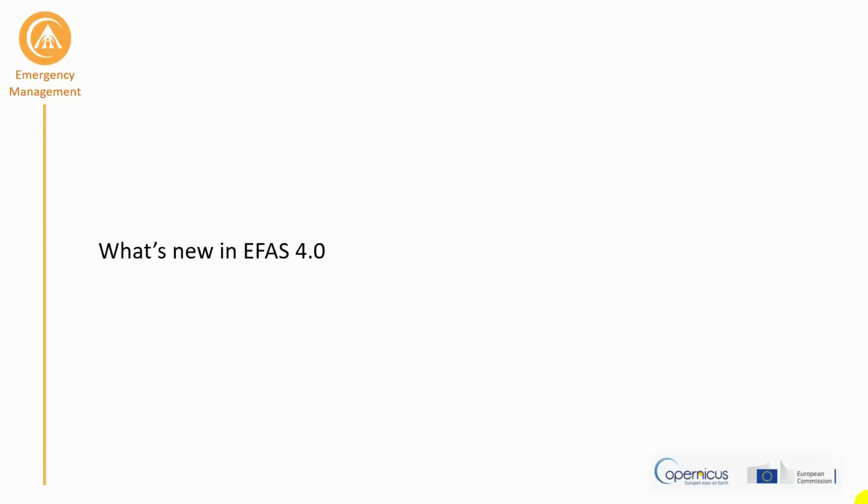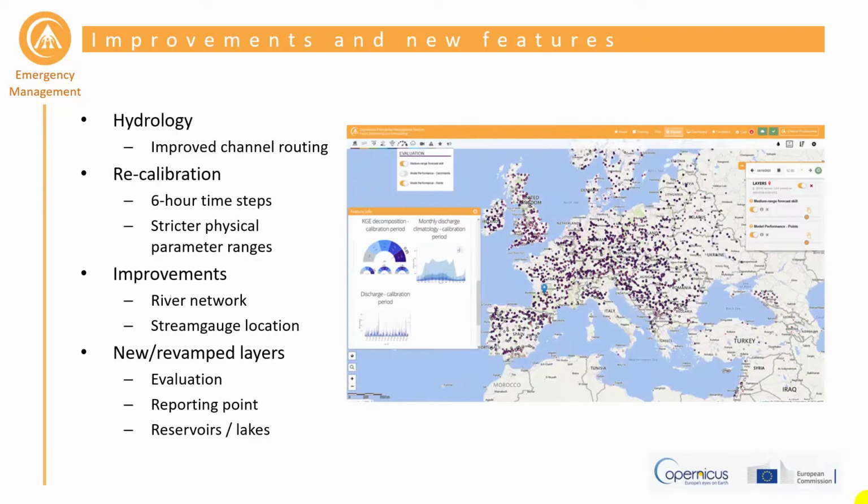Let's start with what's new in EFAS 4.0. As you may know, EFAS 4.0, which became operational this fall, is the latest development of the European Flood Awareness System. It includes, among others, improvements in the hydrological routines of the LISFLOOD model, such as an improved channel routing, a new calibration of the model using a 6-hourly time step and stricter physical ranges for calibration parameters, corrections to the model river network, improvements in the location of river gauges on the river network, as well as updated content on new layers on the EFAS map viewer.